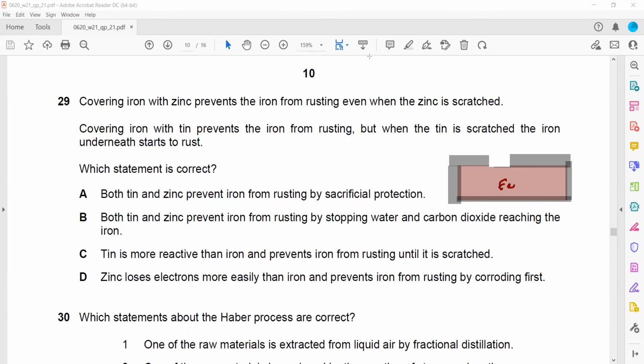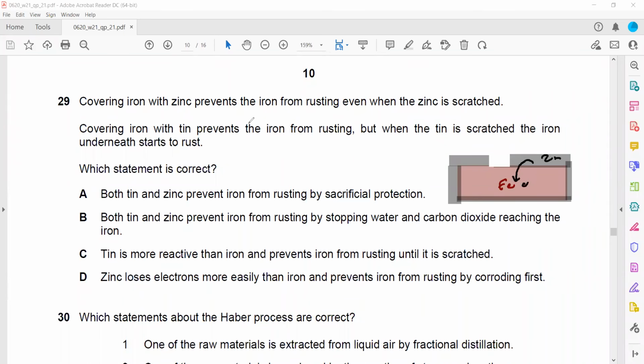Iron is exposed to the atmosphere. Even though iron is exposed to the atmosphere, it will not rust. Why? Because zinc is more reactive than iron. So zinc will oxidize or lose electrons, and it will prevent the iron from rusting.